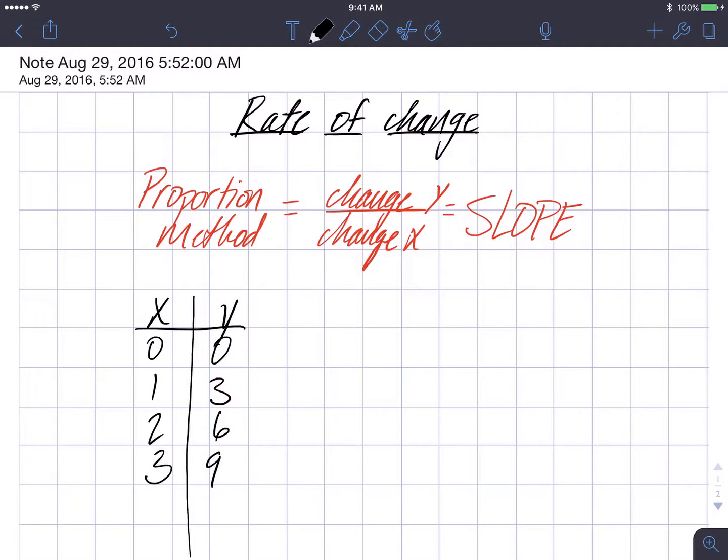Hello everyone. Today I'm going to make a quick video on the rate of change, and as I already have written here, I'm going to show you the proportion method, which involves a table, which is below here. Then I'm going to show you the change in y over the change in x, which is usually known as the slope formula, and I'll write that below.